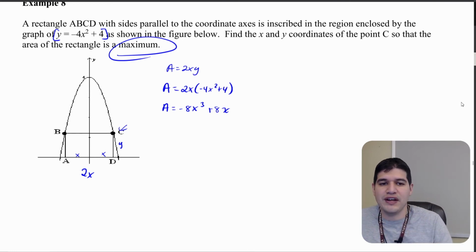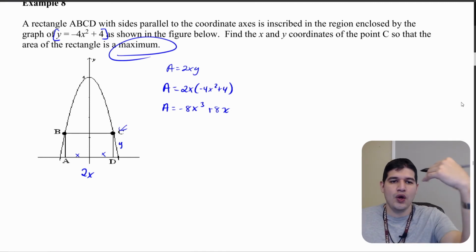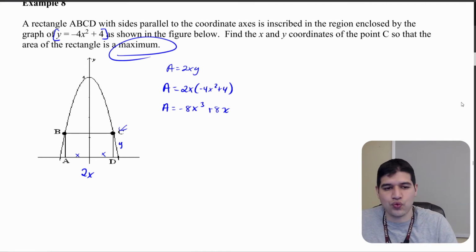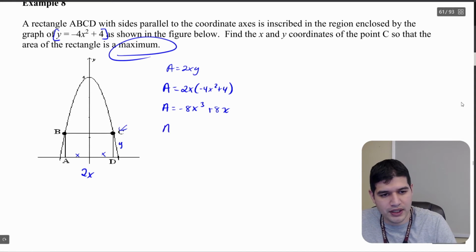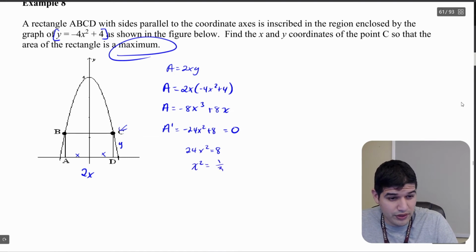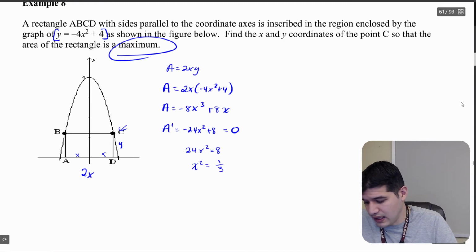We want to find the derivative because we want to maximize. We want to optimize what is happening in this rectangle. So let's find A prime here. I'm going to get -24x squared plus 8, and we're going to set that equal to 0. So I get 24x squared equals 8. Divide that, so I'm going to get x squared equals 1/3, and we're going to take the square root. So x equals the square root of 1/3.